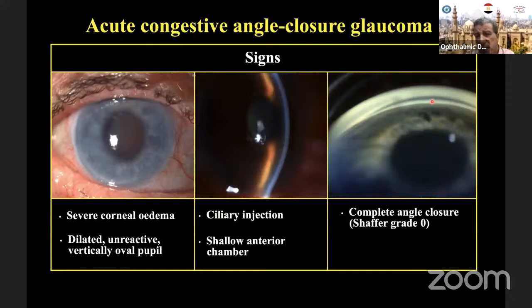And if you did gonioscopy, you see complete angle closure. I mean that the iris is very close to the cornea, and it is Schaeffer's grade 0, as I told you earlier, and they have 4 main structures in the angle. You don't see any of the structures in the angle. You just see the cornea and the iris and nothing in between.